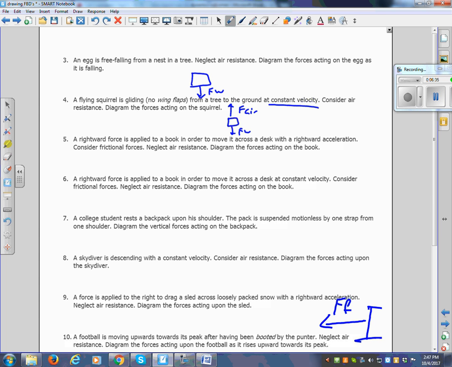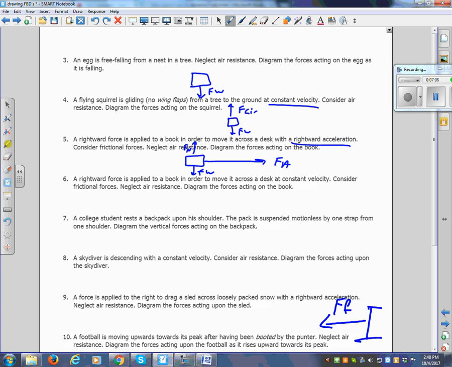A rightward force applied to a book in order to move it across a desk with a rightward acceleration. So that means that there is an overall net force. Exactly. Consider friction, neglect air resistance. So the up and down, the Y components, right? The up and down are equal. That would be the normal force. I apologize for the little tiny space there to write. But now we've got a rightward acceleration, so that means that my FA, what does FA stand for?